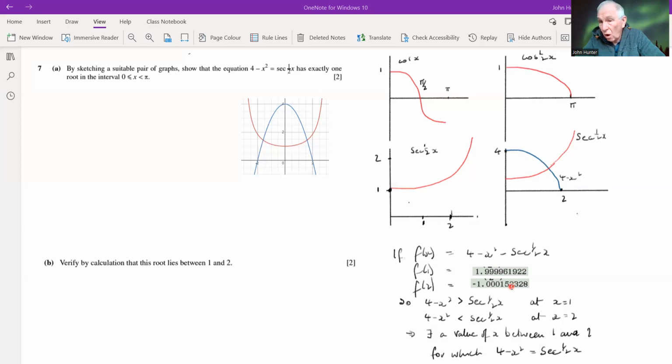It proves that there are an odd number of roots in that interval, because obviously the function can go positive, negative, any number of times. Because it starts off as positive and ends up as negative, we don't know how many times it's changed, but we do from the graph. The graph tells us there's just one root. So that is how that works.